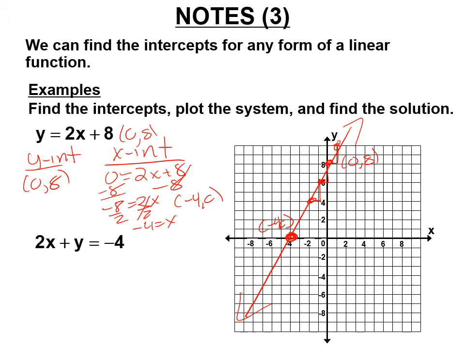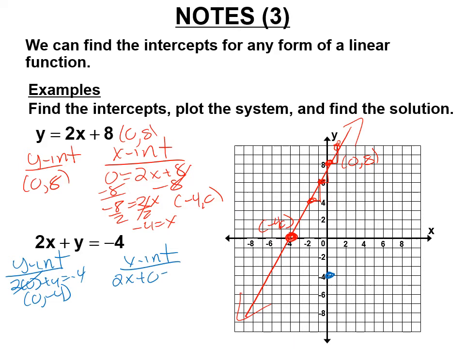Okay. So here, that's standard form. Let me use blue here so we show the different lines. So this is y-intercept, where x equals 0. And you get y equals negative 4, so the y-intercept is 0, negative 4. The x-intercept is where y equals 0. Divide both sides by 2. X equals negative 2. The x-intercept is negative 2, 0. And you graph it that way.